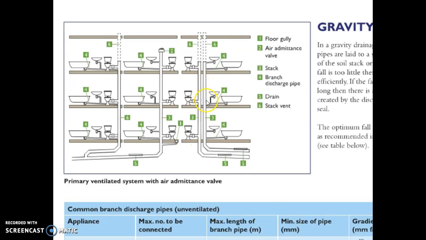Here we can see we have a stack for the wash hand basins and bath, and a separate one for the toilets. In certain cases, you can see in this middle example, this is not going to the roof, and instead this uses a special piece of equipment called an air admittance valve, AAV.